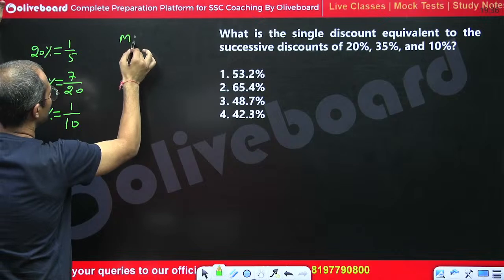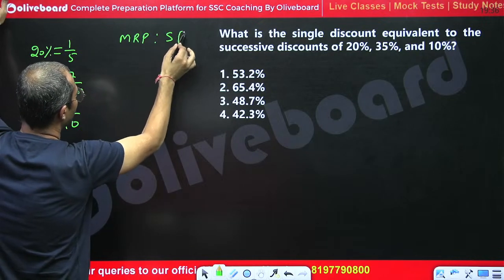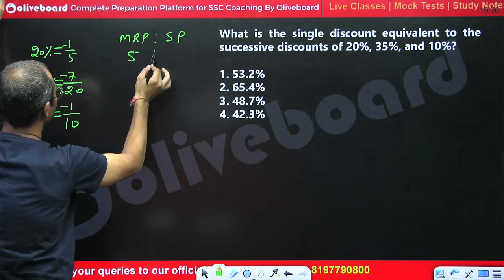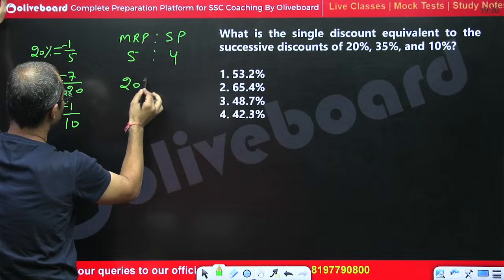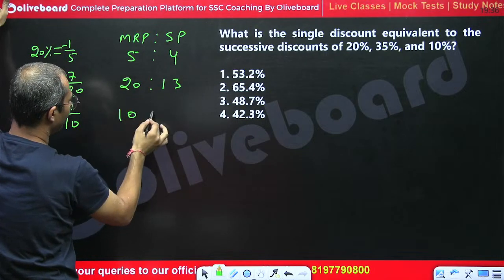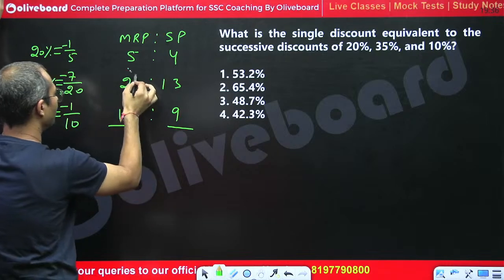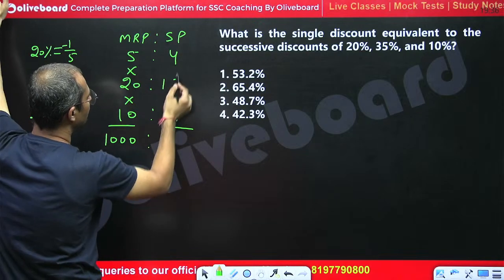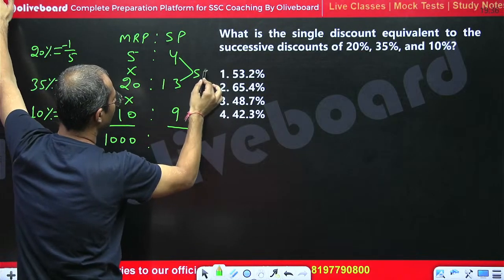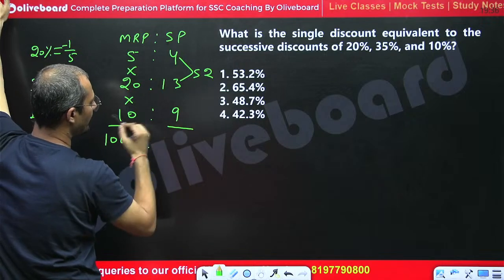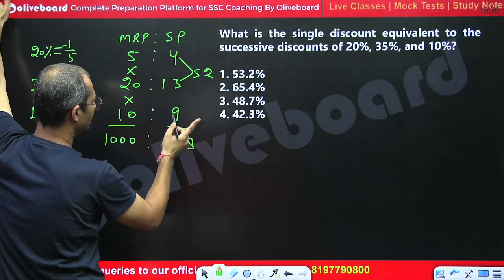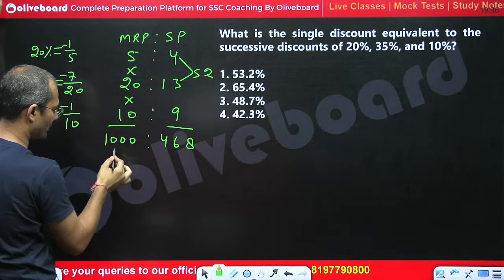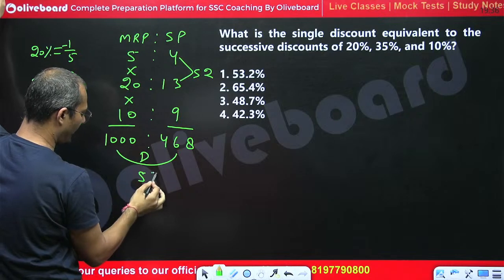So we can get the ratio of MRP and selling price. 1 is discount, 7 is discount and 1 is discount. So the ratio would be 5:4, 20:13 and 10:9. After multiplying this, we get 5 twos are 10, 1000, and 13 fours are 52, 52 into 9, so we will get 468. So the discount would be equal to 532.